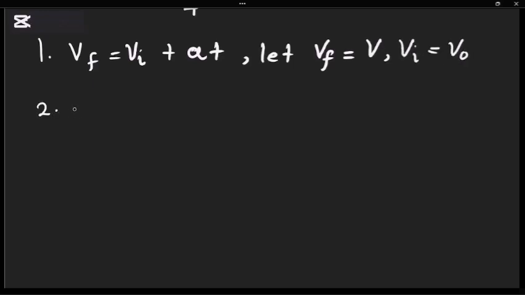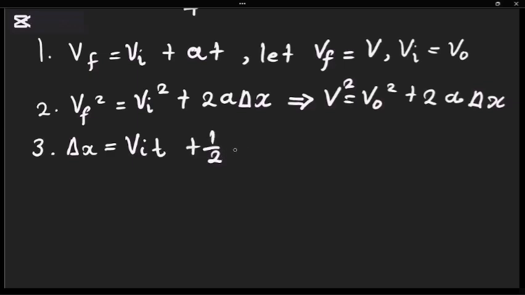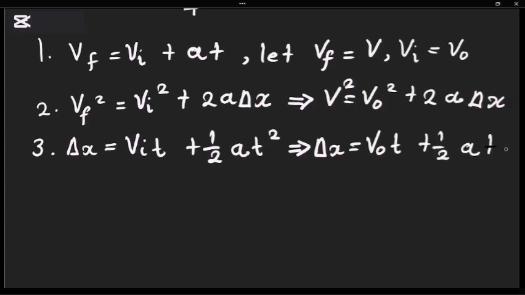And we know that the second equation of motion says that Vf squared is equal to Vi squared plus 2a multiplied by delta x, which you can simply write as V squared equals V0 squared plus 2a change in x. And the third equation of motion says that delta x is equal to V initial multiplied by the time plus a half of acceleration multiplied by the squared time. We can also simply write it as delta x equals V0 multiplied by time plus a half of acceleration multiplied by the squared time.